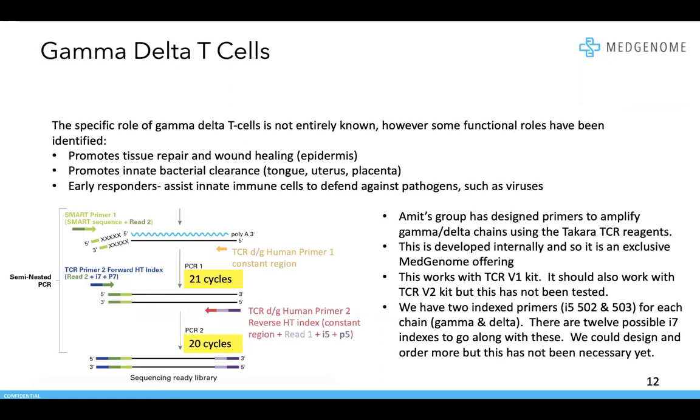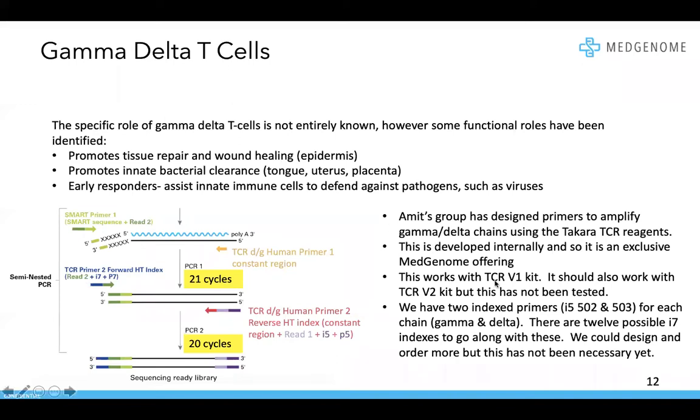A while back, Ahmed's group designed primers that we can use with the standard Takara kit to amplify the gamma delta chains. So this is something that we developed in-house. There's validation data for it. So it's not something that most other companies are able to do.